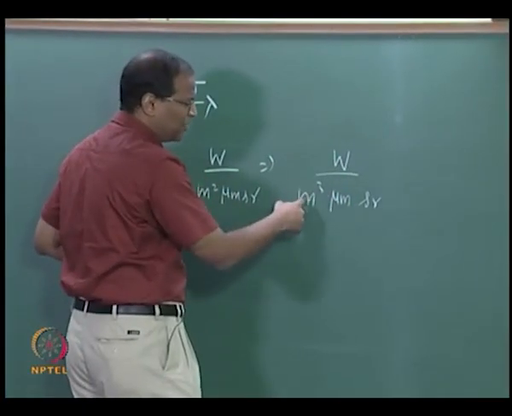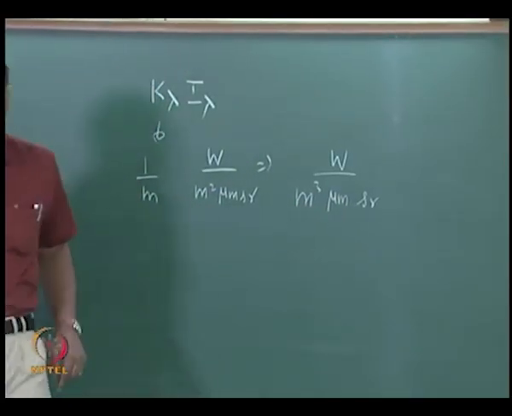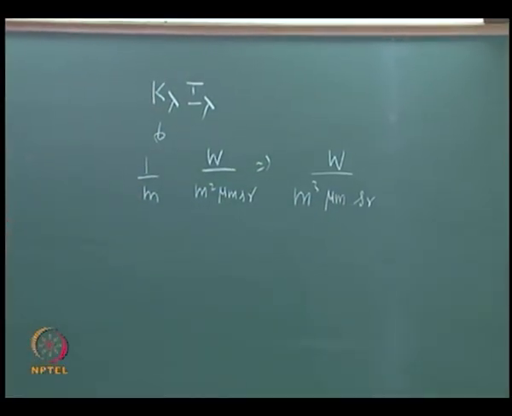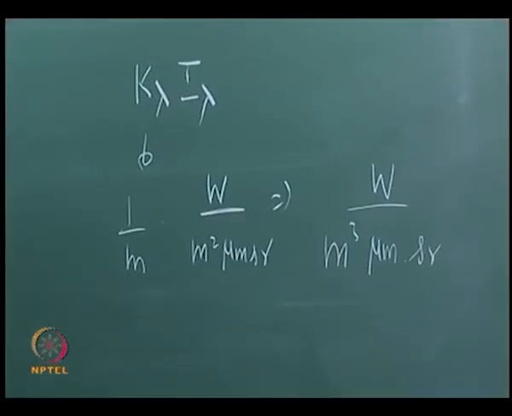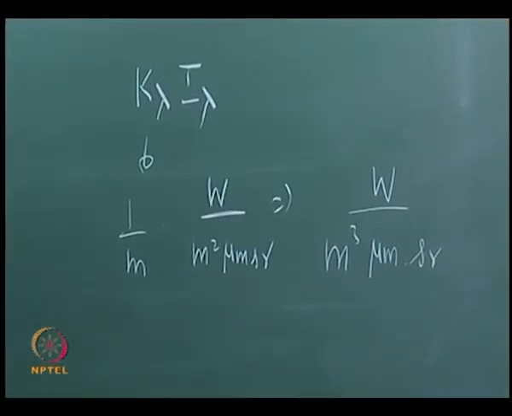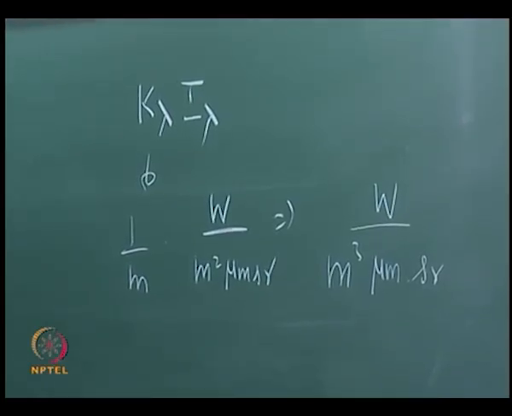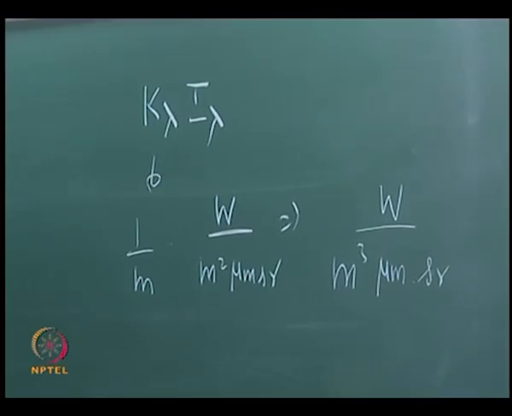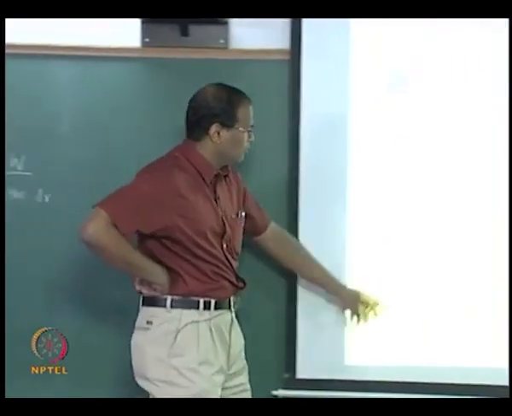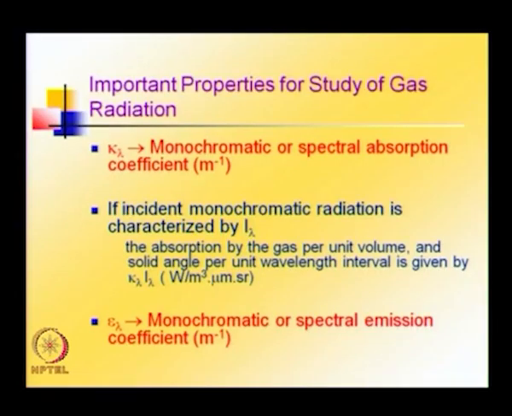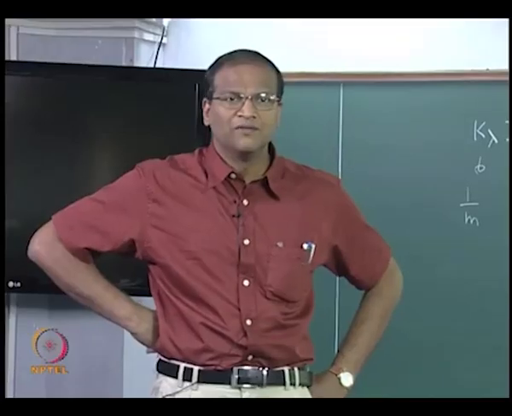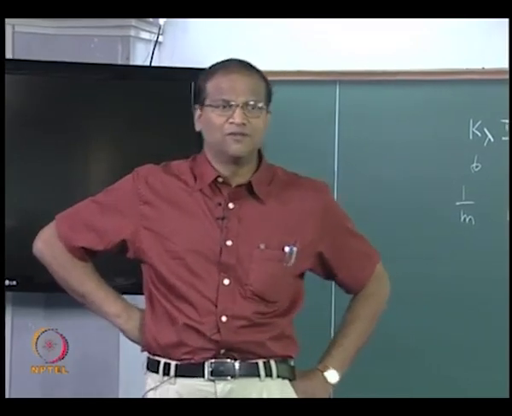Watch this, watts per meter cube per micrometer per steradian. We used to get watts per meter square per micrometer per steradian for radiation from surfaces. So that watt per meter cube is there, and kappa is not dimensionless. Kappa is not dimensionless, it has the units of meter minus 1. Similarly, we have an epsilon lambda, which is a monochromatic or spectral emission coefficient, which also has the units of meter minus 1. So the epsilon lambda we define for gas radiation is different from the epsilon lambda we define for the radiation from surfaces, right.